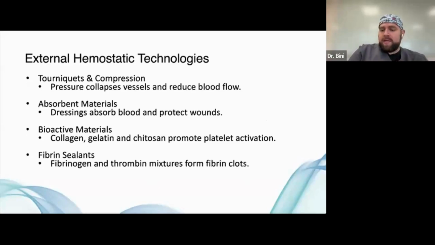So we do use several different hemostatic technologies, or things that we can use to make our patient clot, quote unquote, at will. You can use tourniquets and compression. That works by putting pressure on the vessel and reducing the blood flow. You can use absorbent materials, like dressings, which absorb the blood and protect the wounds. Those are usually used underneath vet wrap to try and stop the bleeding.